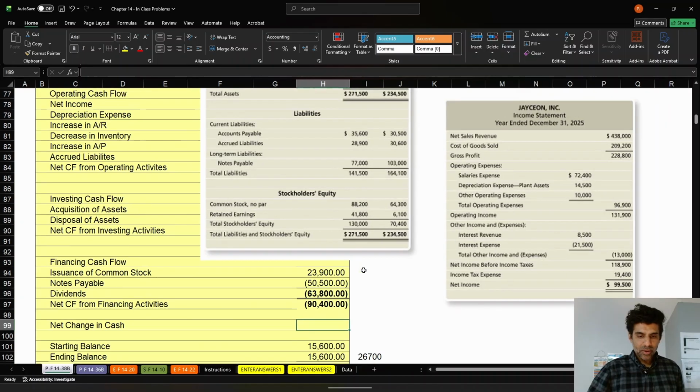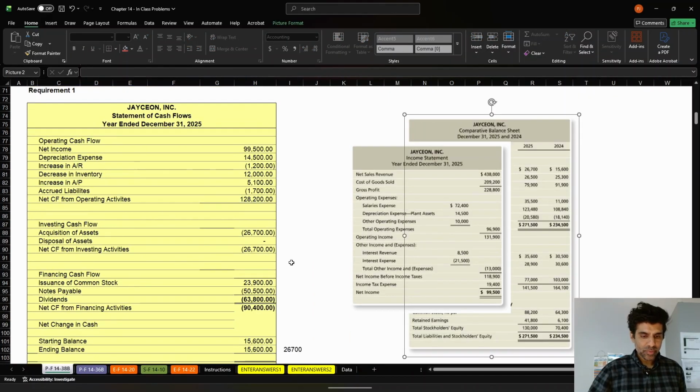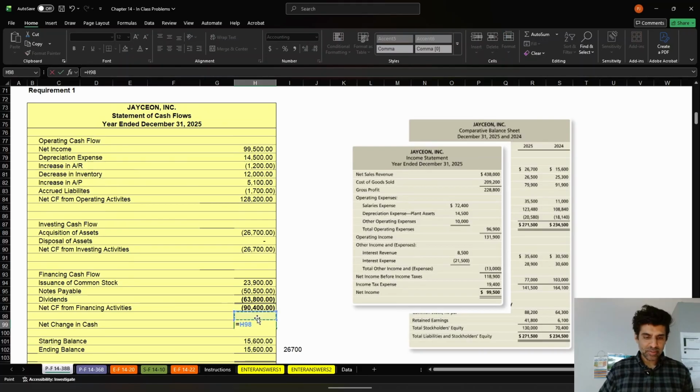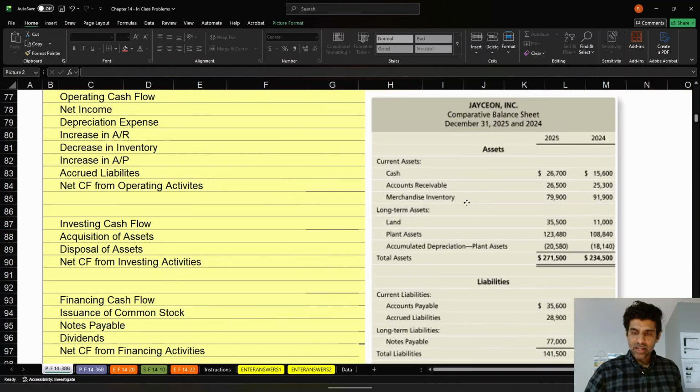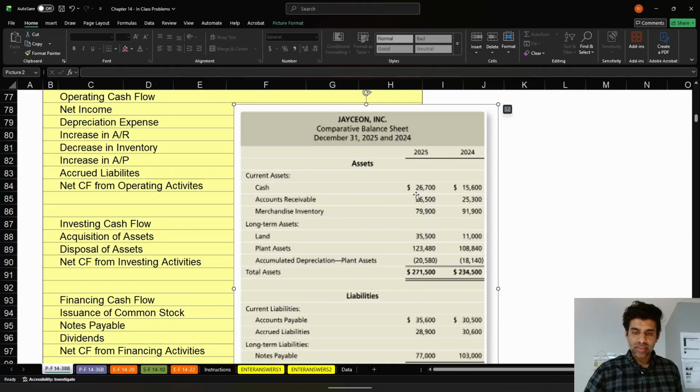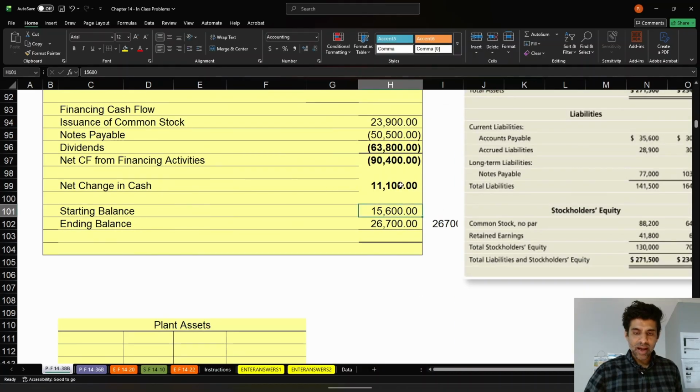okay, so now we've finished all three sections. We can get our net change in cash, which is just equal to each of the sections' totals. And once I populate this, the formula is now taking into account the net change. And we can see that it exactly reconciles with our cash ending balance of 26,700. So I just took the starting balance of cash, saw what the change in cash was, and it gives me the exact ending balance that's tied to our balance sheet.